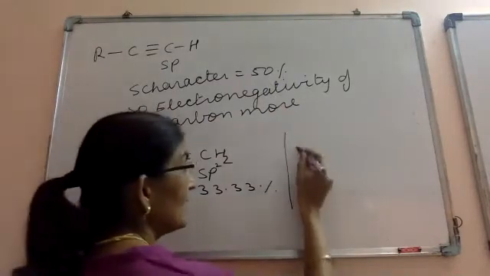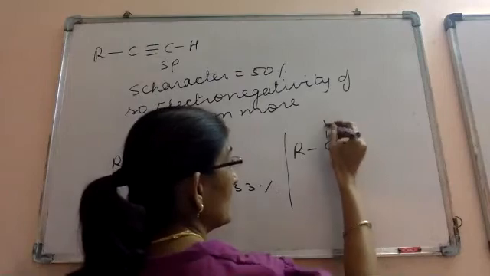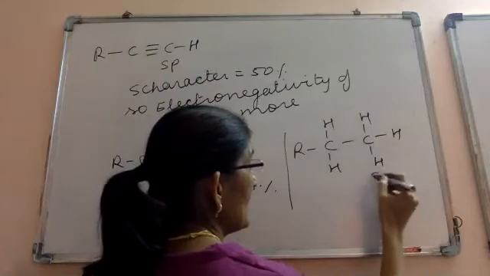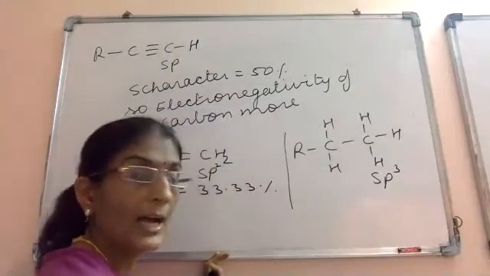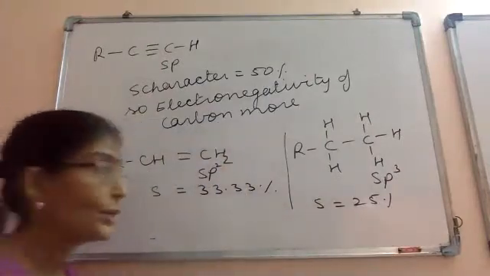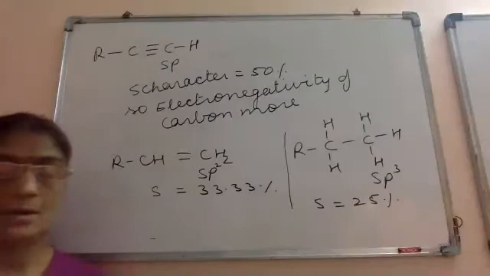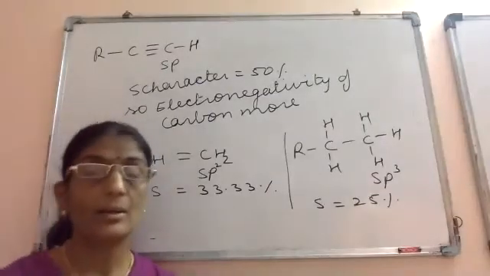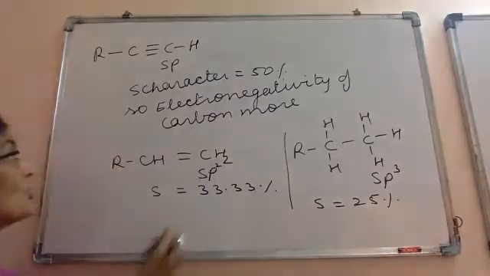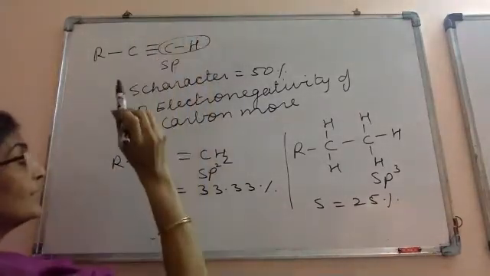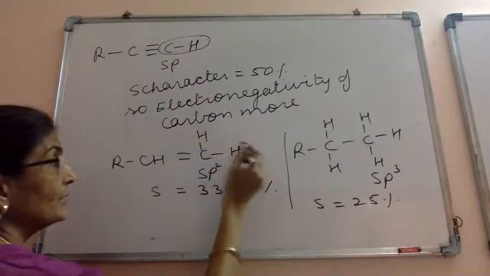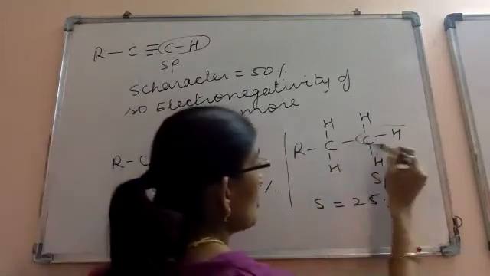While in ethane, there is a single bond. This is ethane. In ethane, what is the hybrid state of carbon? sp3. And what is the s character? 25%, which is least. The more the s character, the more electronegative the carbon, and the more polar the bond will be. Which carbon hydrogen bond is more polar? This one. This carbon hydrogen bond is less polar. And this carbon hydrogen bond is least polar.